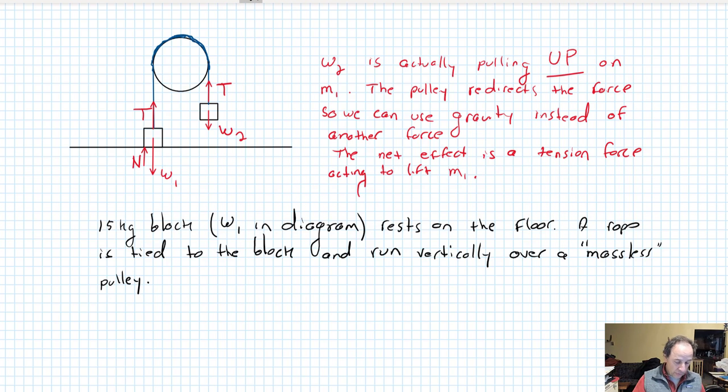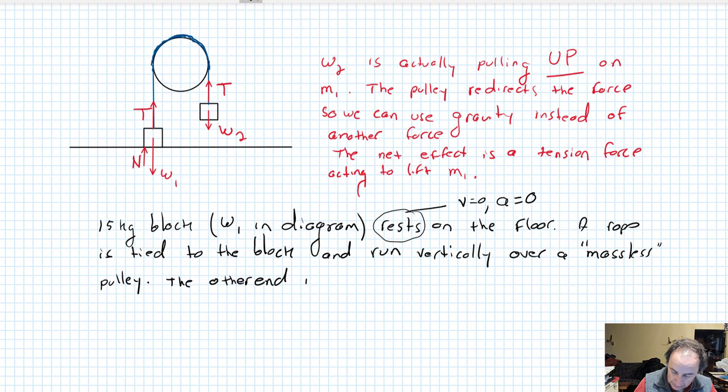So let me get this down, then we'll go over. Well, let's go over some things now. Massless. We're not taking the mass of the pulley into account. Rests. All right, so V equals 0, A equals 0. No velocity, no acceleration. The other end is attached to a 10 kilogram weight.